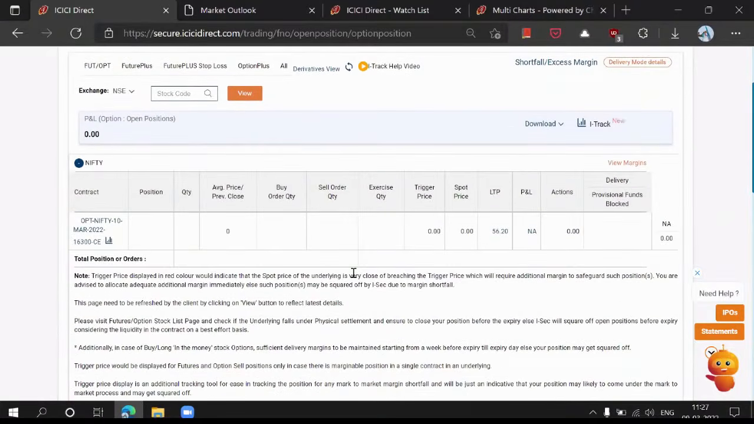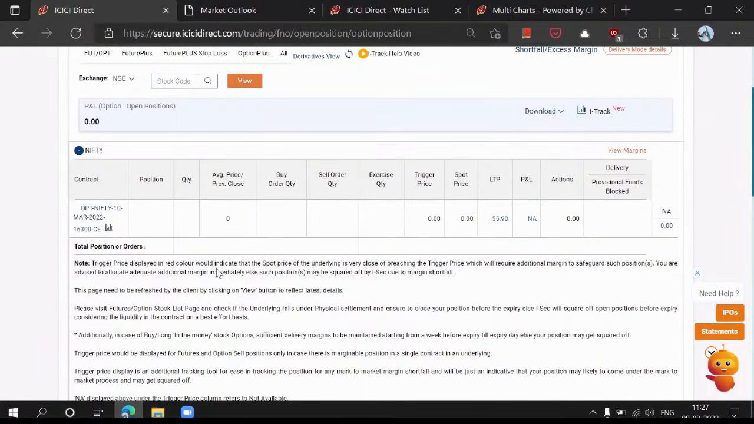Now you are able to see the screen on a live basis. This trade has not got executed. Just click on the open position again.